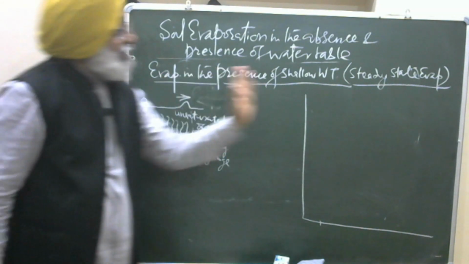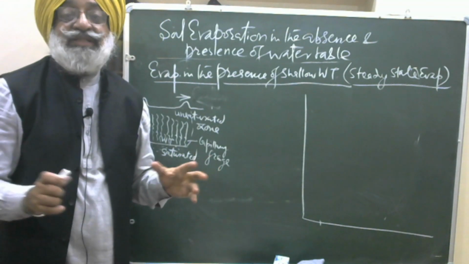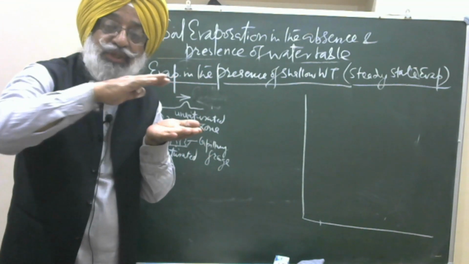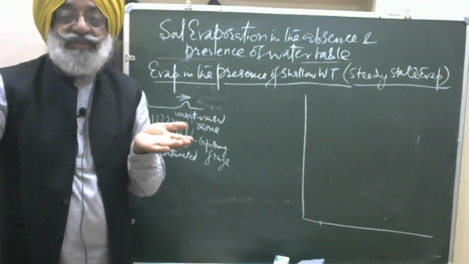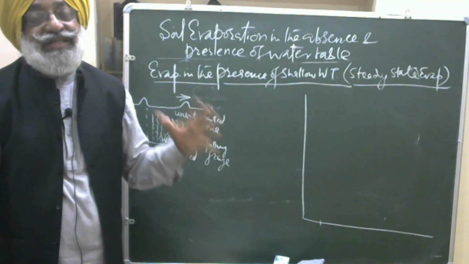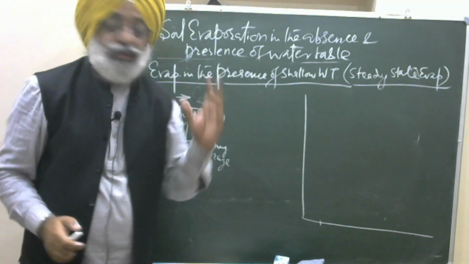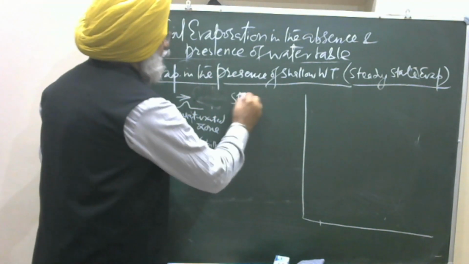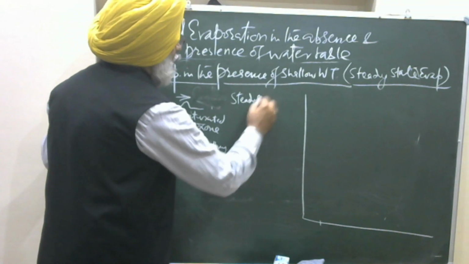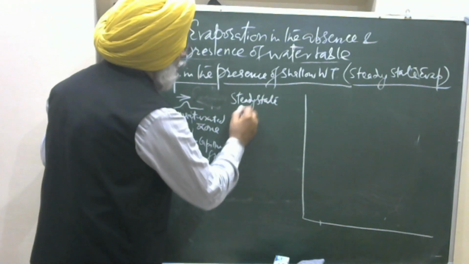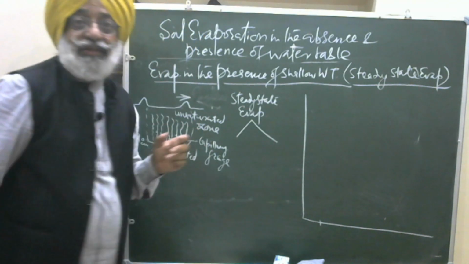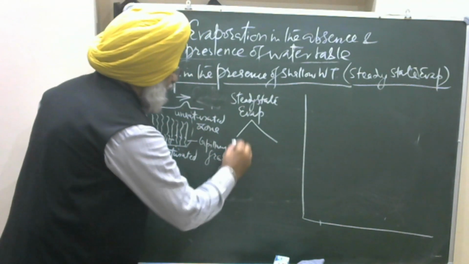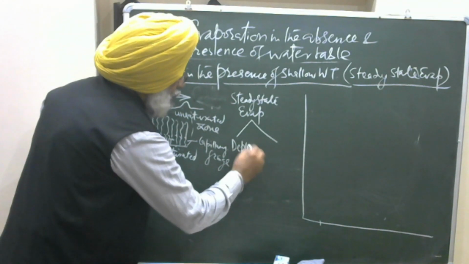Now this steady state evaporation rate, that means when evaporation rate neither increases with time nor decreases with time, that's why we call it steady state. That will depend upon two things. So I should say steady state evaporation depends upon two things. One, it depends upon the depth of water table.